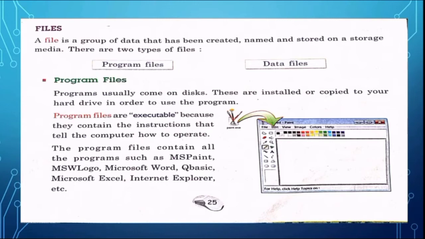So first we will see program files. What are program files? Programs usually come on disk. These are installed or copied to your hard drive in order to use the program.